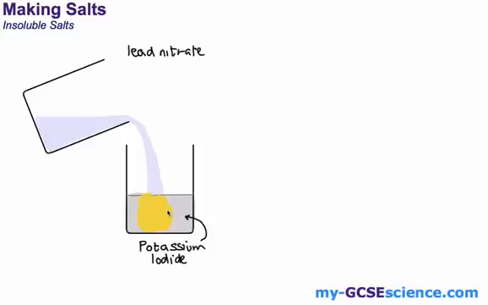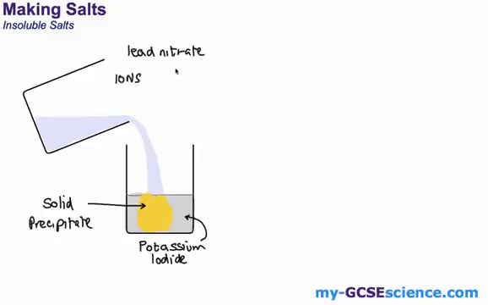and as soon as the two solutions meet, what happens is we get a solid substance which is formed in the solution, and we call that solid substance a precipitate. And what's happened is a precipitation reaction, and that's when a solid substance is formed as a result of two solutions reacting together. And it's important to remember that for this particular example of making insoluble salts, it's the ions that are reacting, ions in the two solutions.